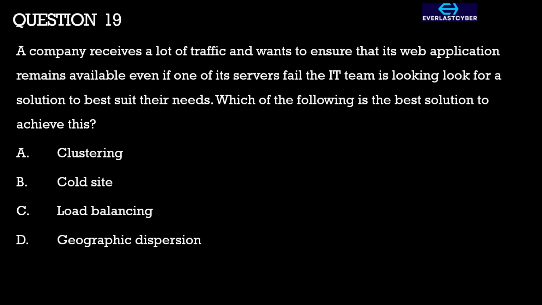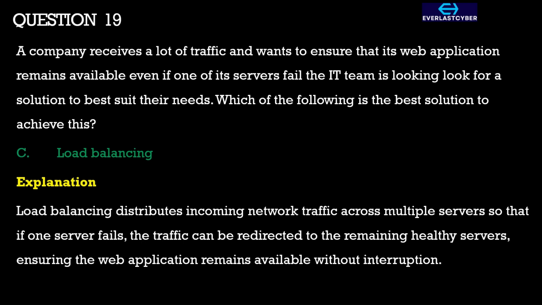Load balancing distributes incoming network traffic across multiple servers so that if one server fails, the traffic can be redirected to the remaining healthy servers. And this ensures that the web application remains available without interruption. This improves reliability, availability, and scalability. Geographic dispersion distributes resources across multiple locations in order to reduce the risk of regional failure. However, it doesn't directly balance traffic across servers for availability. Based on the scenario we have in the question, the best solution in order to achieve what the company wants is option C, load balancing.